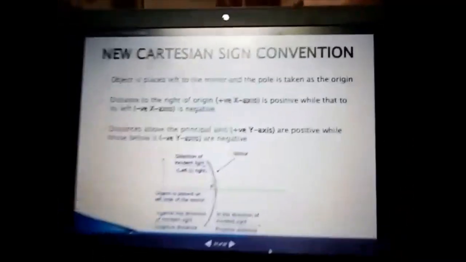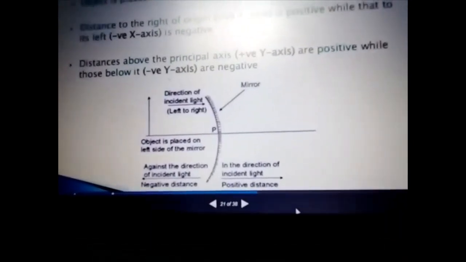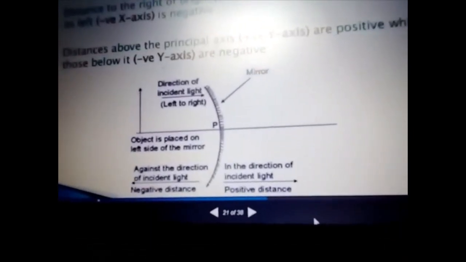So these are the three basic rules in the new Cartesian sign convention rule.